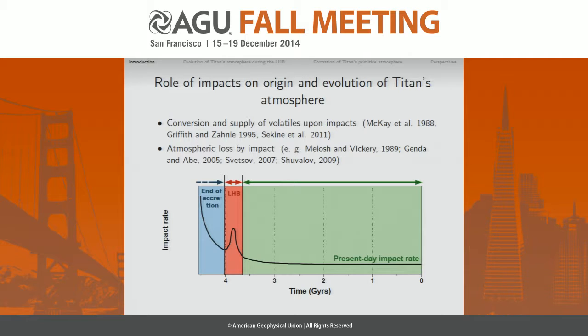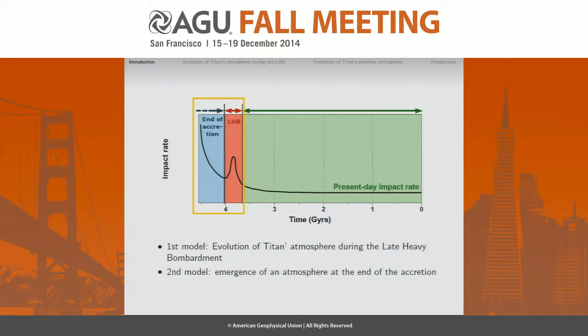And at this epoch, there is an anomaly in impact rate, centered around 3.8, 3.9 billion years ago, which is called the late heavy bombardment. Today's impact rate is quite low. However, there can still be some episodic giant impacts which can influence the evolution of Titan's atmosphere. But here we study the early Titan, which means that we focus on the first billion years of its history. I will present a first model which investigates the evolution of Titan's atmosphere during the late heavy bombardment, and a second model which investigates the emergence of an atmosphere at the end of the accretion.